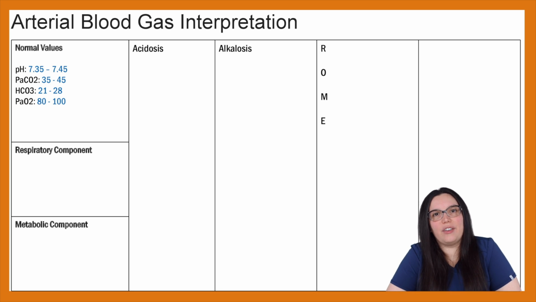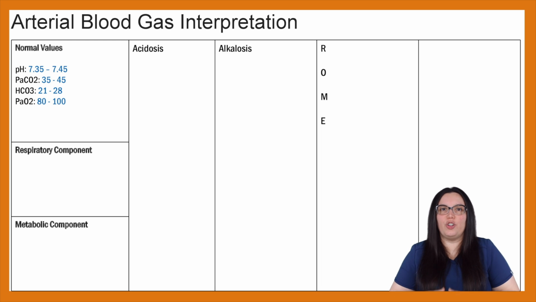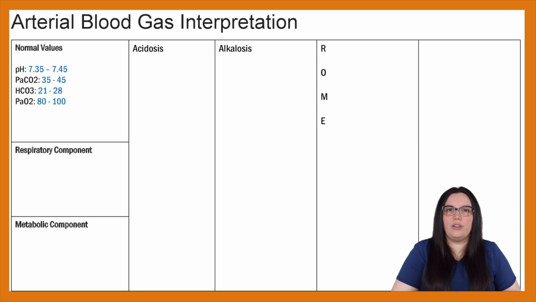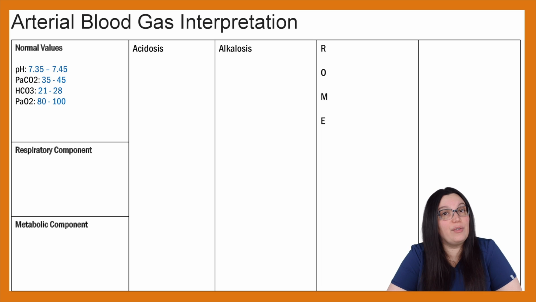So what are our normal values? If you haven't watched my ABG interpretation video from before, I highly recommend that you go and watch that now, because it really goes over the different buffer systems and how we determine what our ABGs are based on our normal values. But for now, our pH normal value is 7.35 to 7.45. Our PaCO2 is 35 to 45. Our HCO3, which is our bicarb, is 21 to 28, and our PaO2 is 80 to 100.